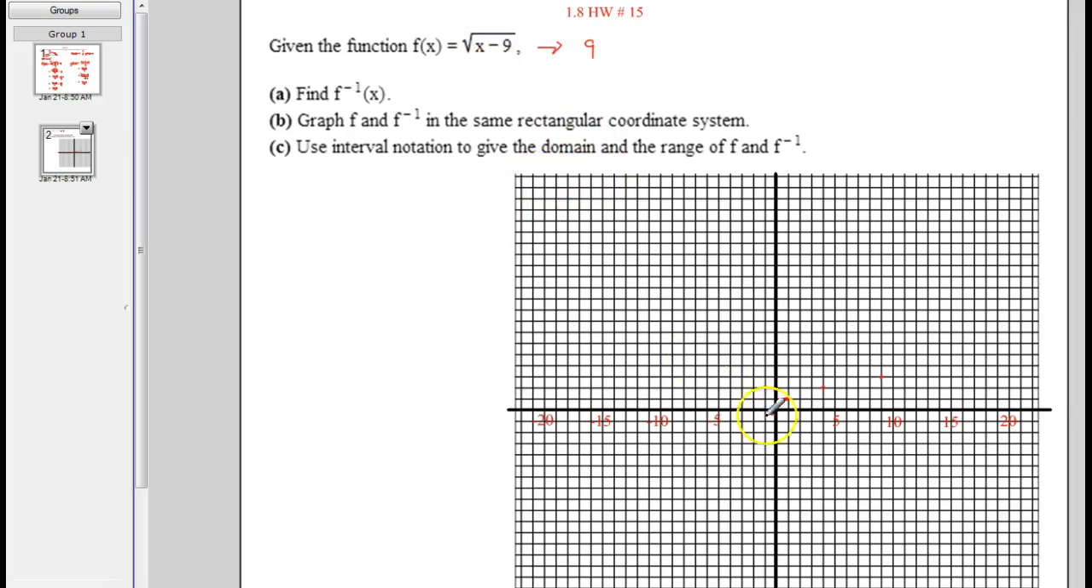Right? So the origin 0, 0, when I move it, the new function to be blue. When I move it, I'm going to get, instead of 0, 0, I'm moving 9 to the right, so that's going to be 9, 0. Right? Instead of 1, 1, that's going to be 10, 1. Right? Instead of 4, 2, that's going to be, add 9, that's 13, 2. Right? And then instead of 9, 3, I'm going to get 18, 3.